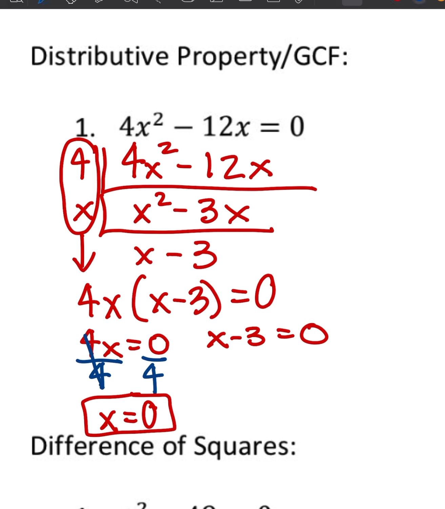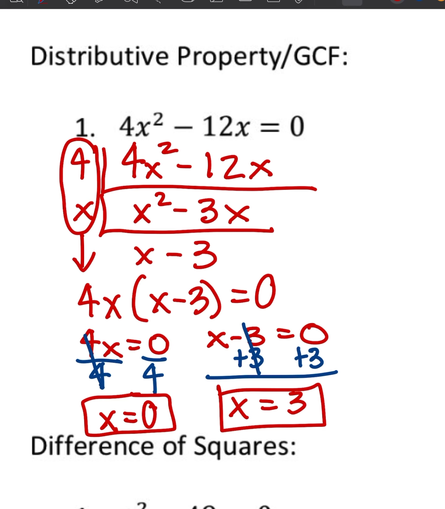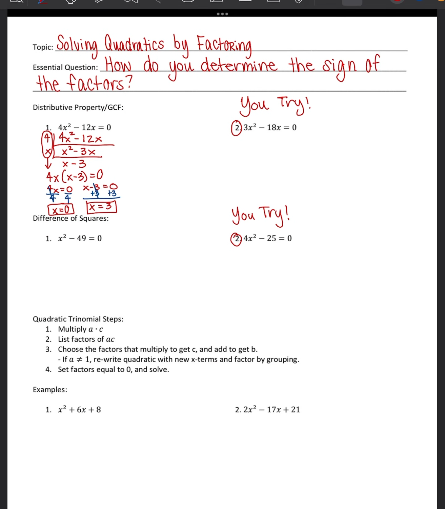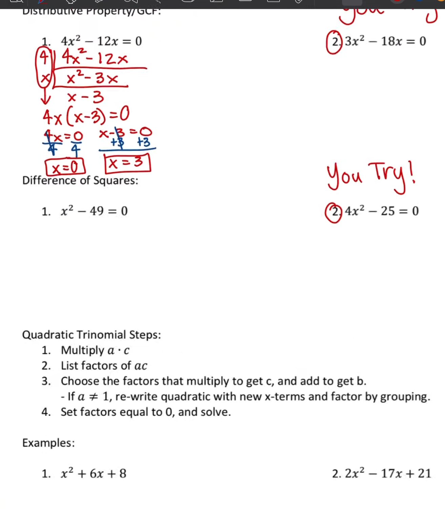And then on this right-hand side, on the second factor, 3 is being subtracted from x, so we're going to add 3 to both sides and get the subtraction to cancel. And our second solution would be 3. So those are our two x-intercepts. Our graph crosses the x-axis at the value x equals 0 and also at the value x equals 3. So go ahead and try that second problem for factoring out the GCF and enter into the formative.